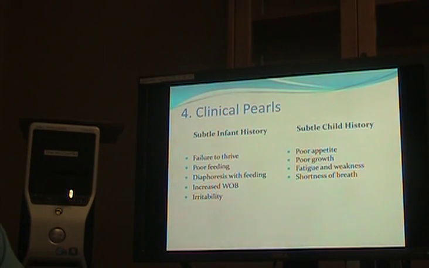When you're talking about toddlers and children, again, it can be subtle as well. They can have poor growth or poor appetite, fatigue, not being able to keep up with their friends on the playground, or simply shortness of breath.